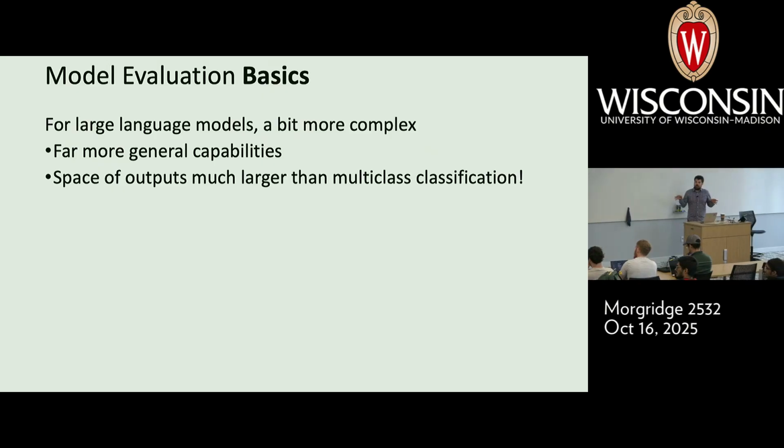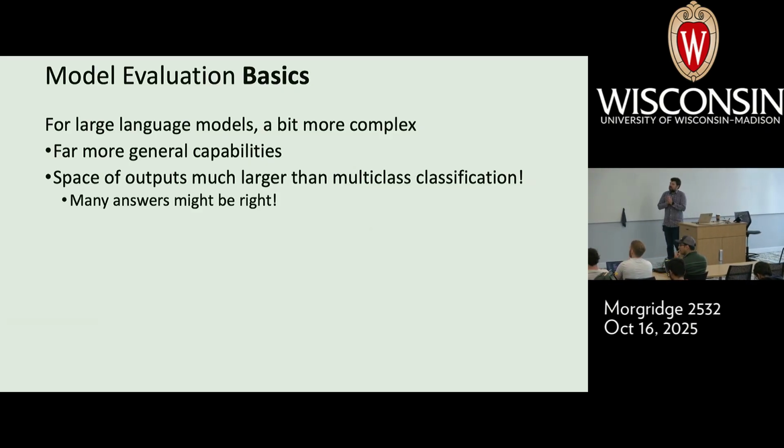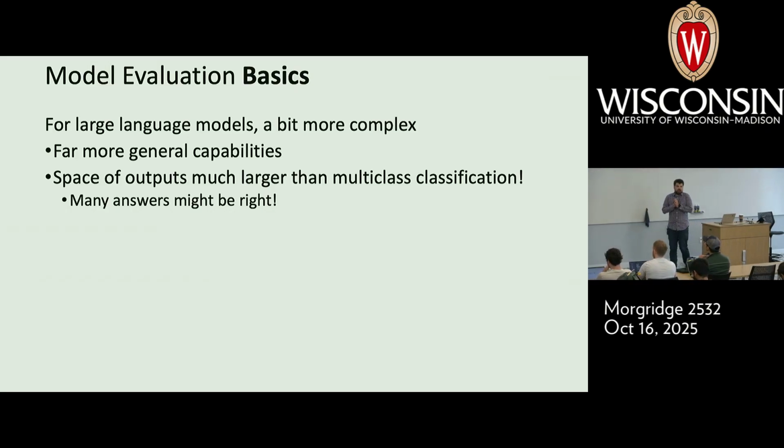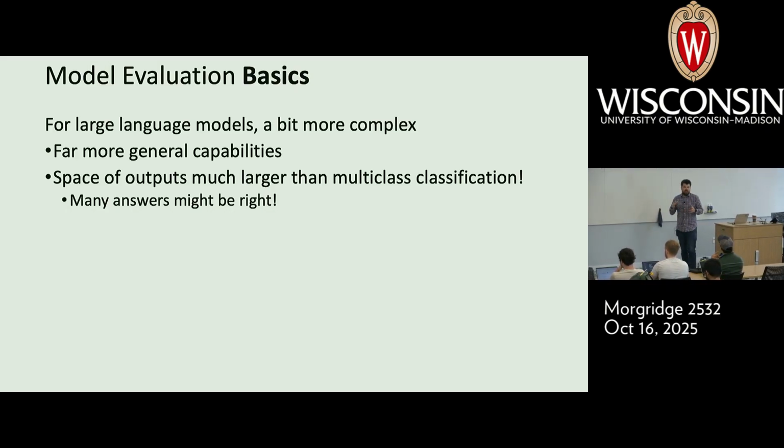Then the space of typical generations for a generative model is really big, right? It's not as simple as saying there's K classes, and I'm predicting one of those K classes. Let's test how good we are at that. In fact, the biggest issue we're going to have is that lots of different answers could all still be correct.